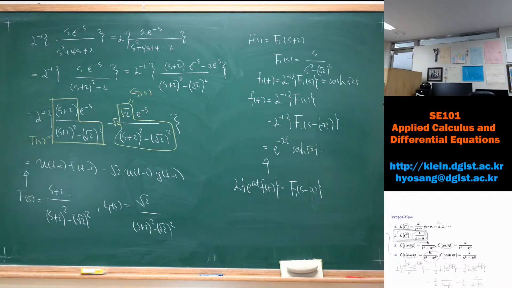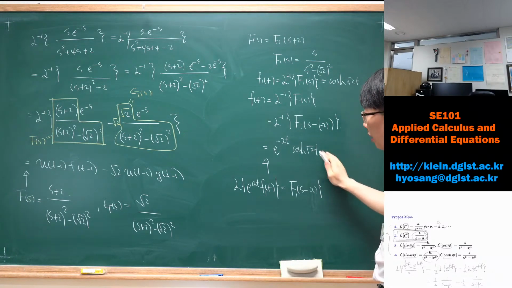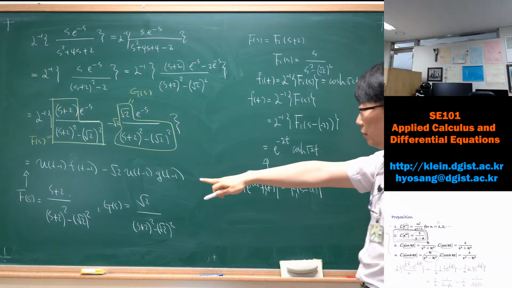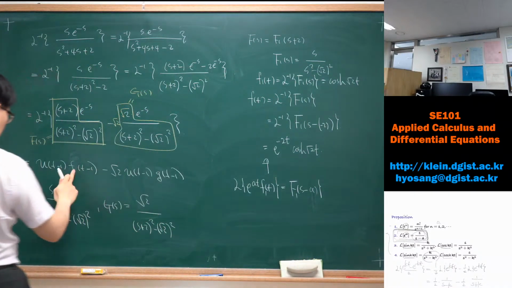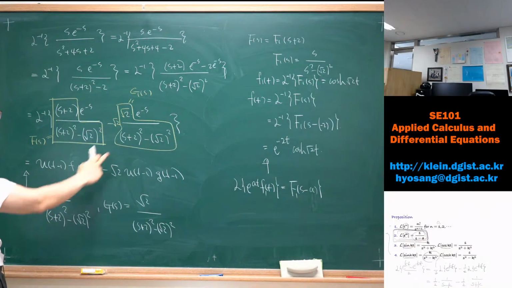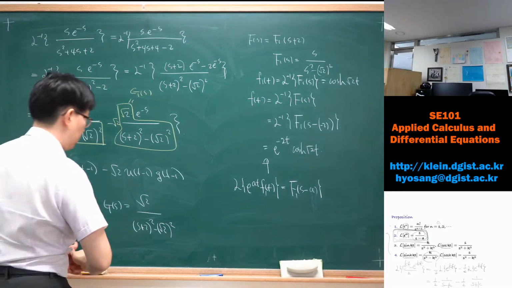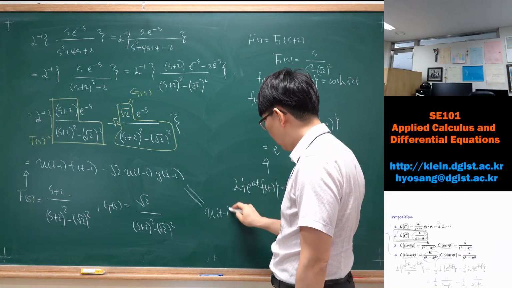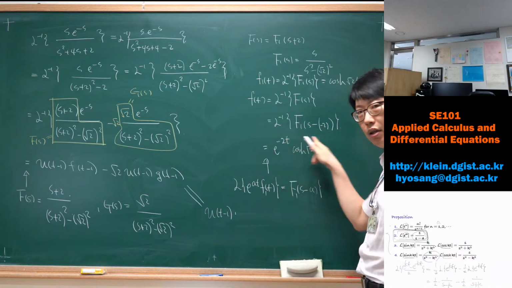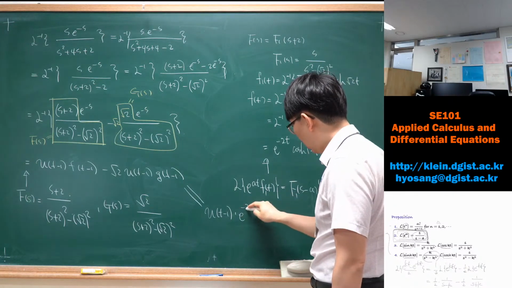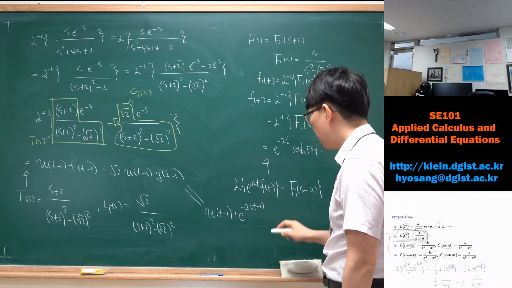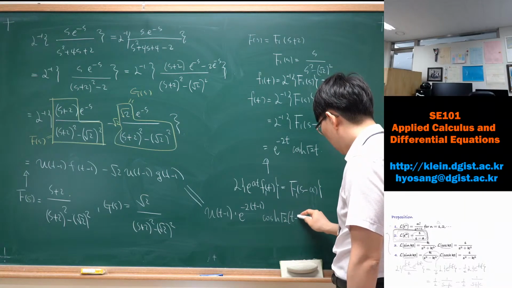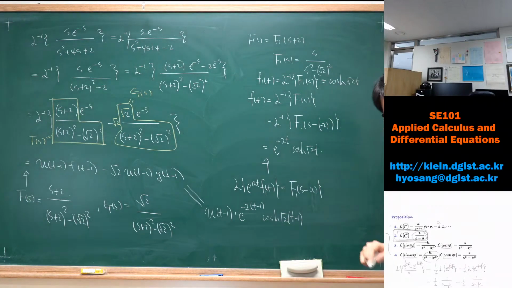And that's the result of the inverse transform of F of s, but what we have to do is plug into this formula by shifting that function again. So this whole thing becomes u of t minus 1 times the shifting of this function, e to the negative 2 (t minus 1) cosh of square root of 2 (t minus 1). That's the first part.